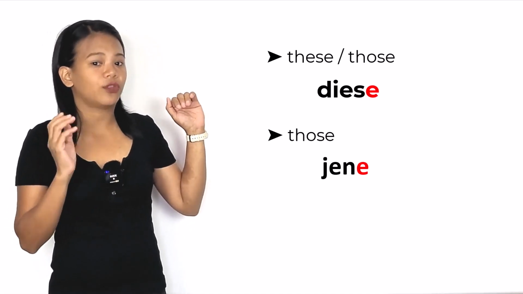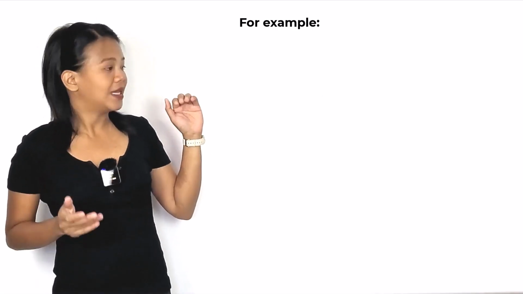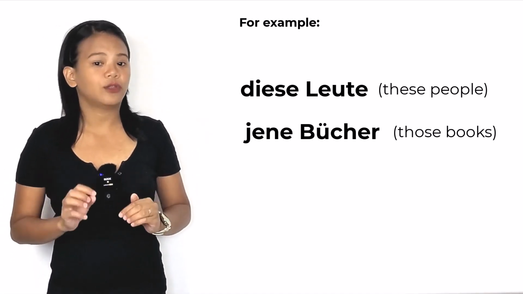The same as feminine demonstrative pronouns, in plural demonstrative pronouns also end with e. This or these, diese, that or those, jene. For example, diese Leute, these people, jene Bücher, those books.